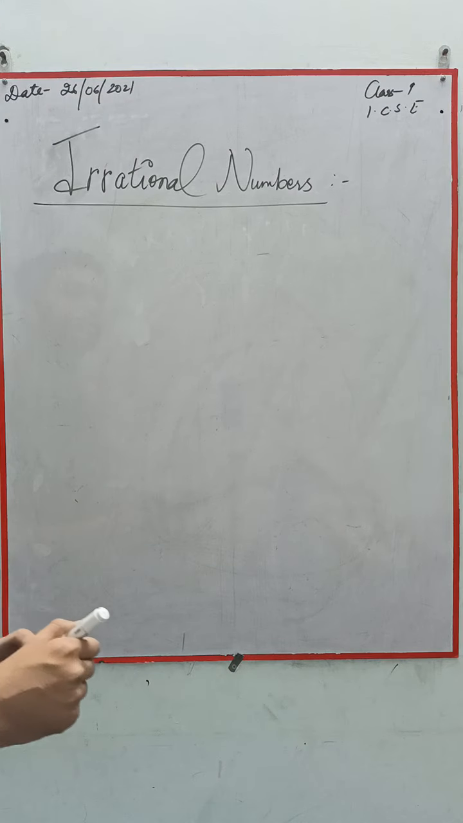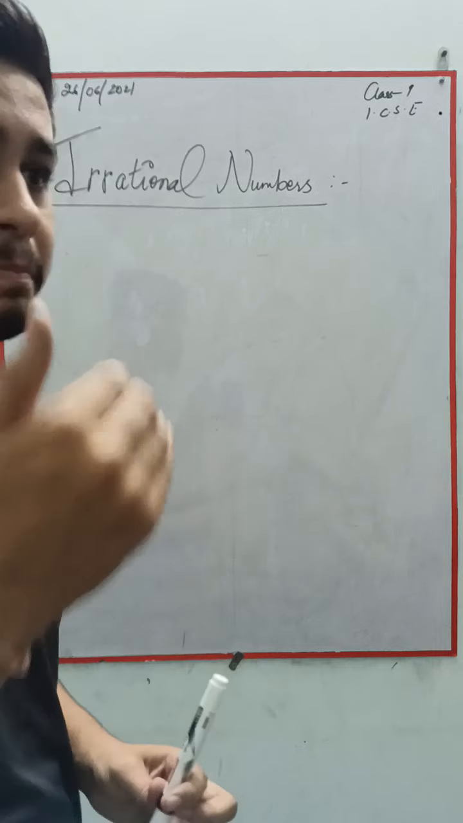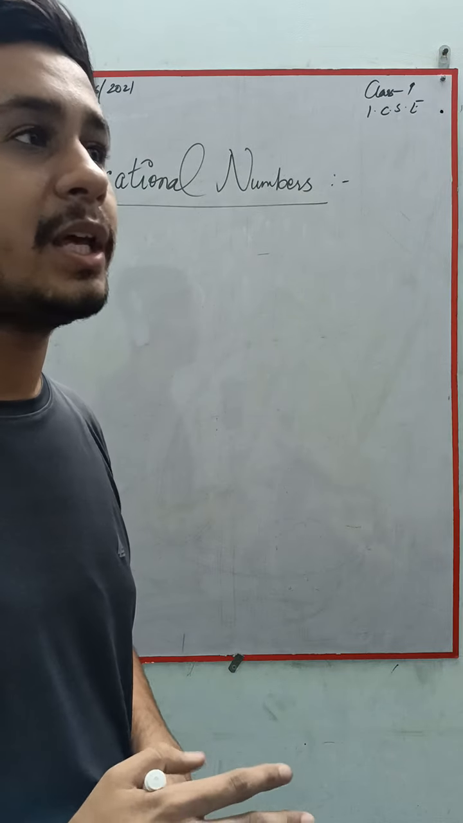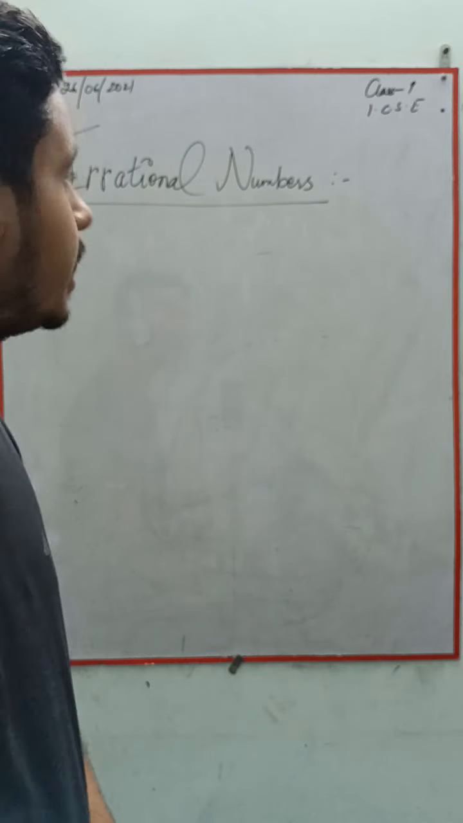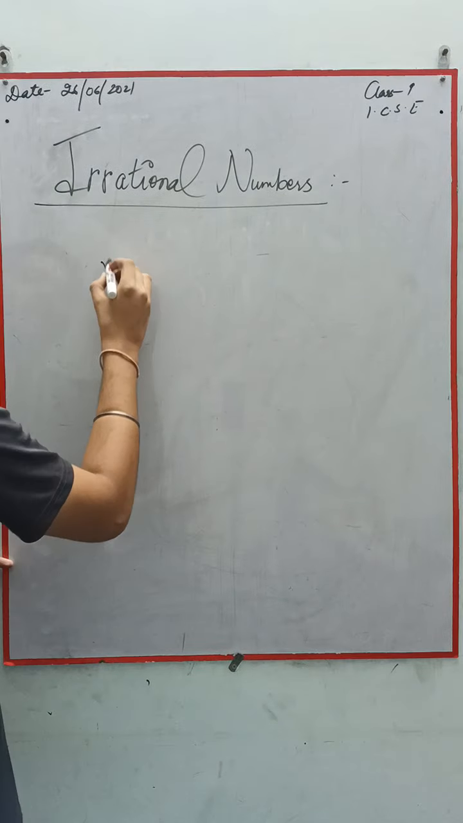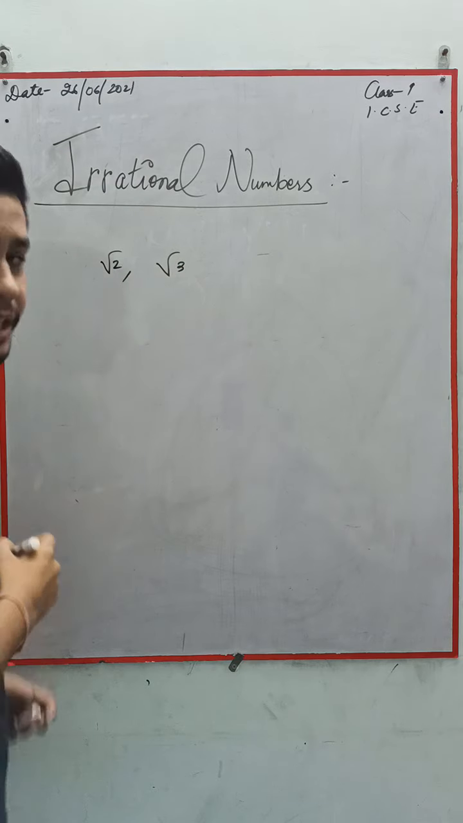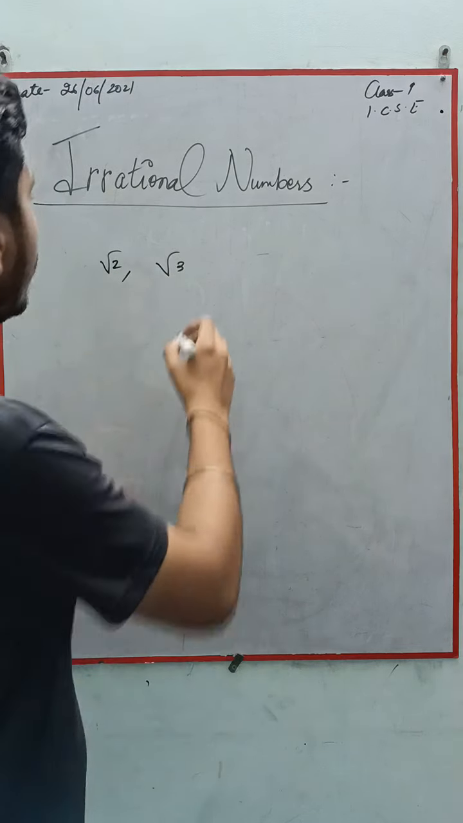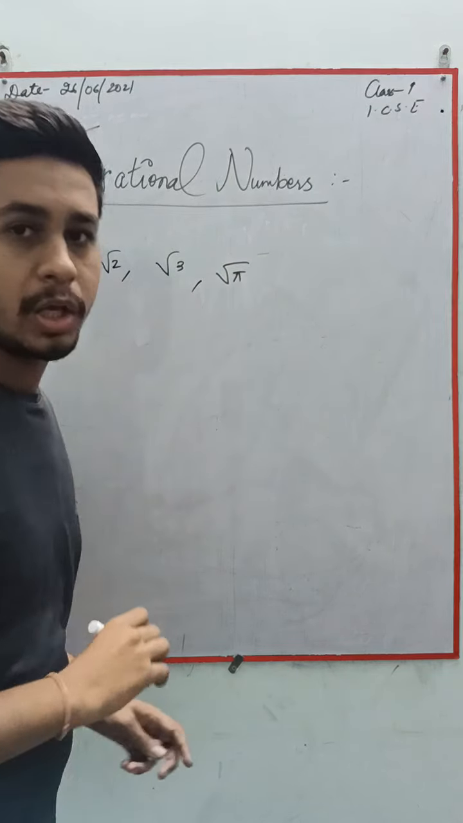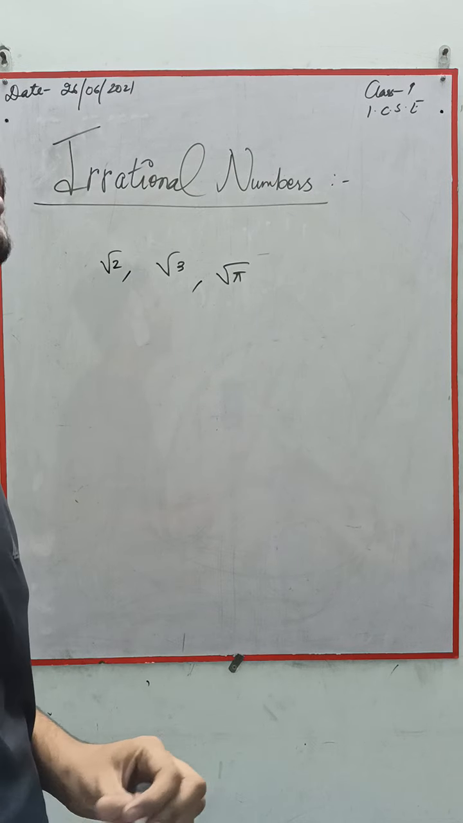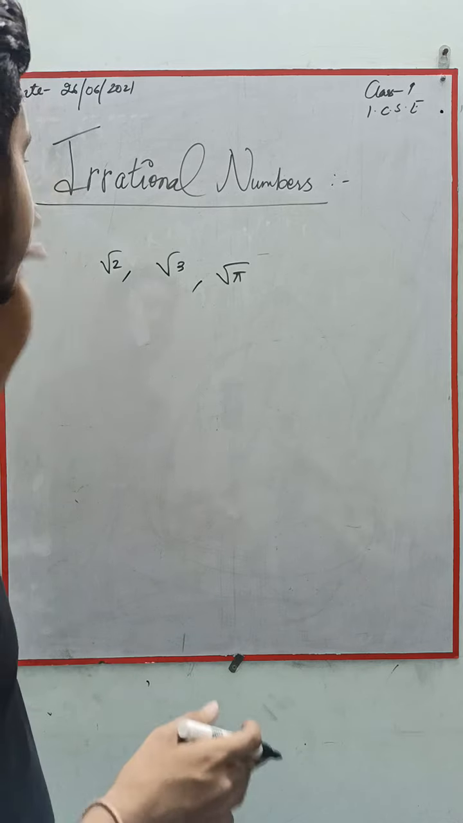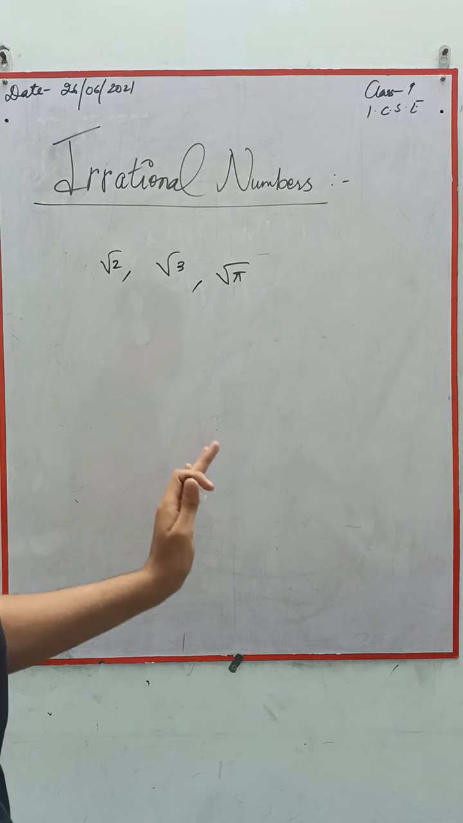So the numbers which we cannot express in p upon q form, that means their fractional side cannot be seen. Okay, so examples are root 2, root 3, or under root of pi. So these are the numbers which cannot be expressed in p by q form.